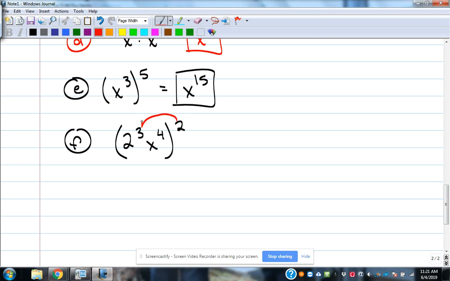Multiply. This 2 is going to multiply to both of those exponents. So it's going to be 2 to the 6th power, x to the 8th power. You can leave it like that. If it asks you to go ahead and evaluate that number in the front, we can work out 2 to the 6th power. It's 2 times 2 times, 6 times.